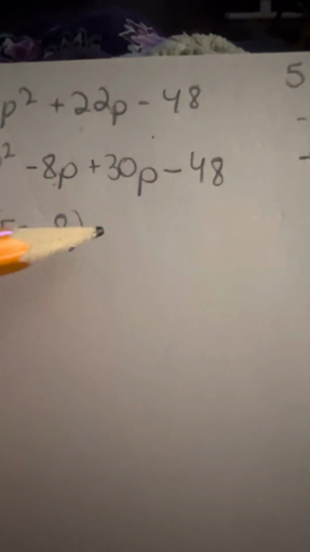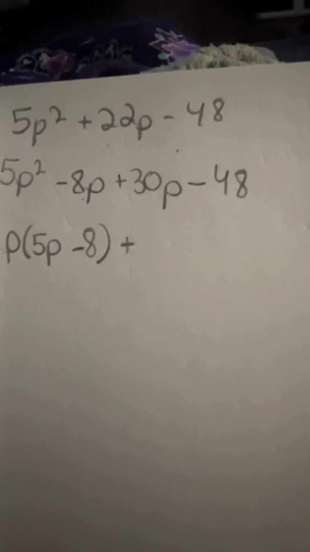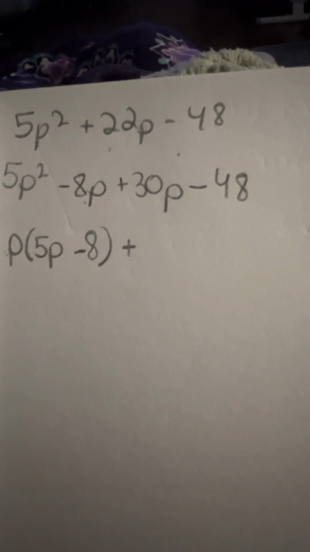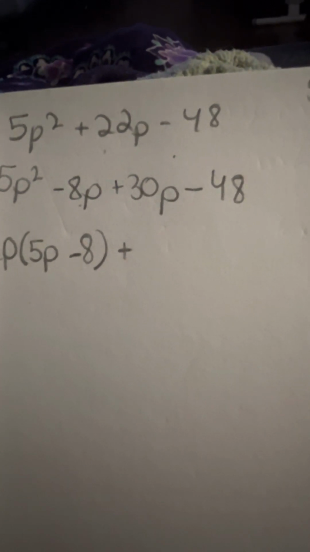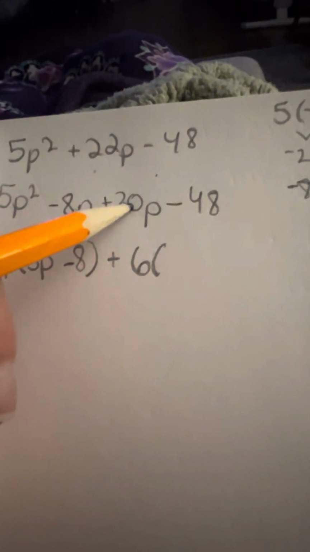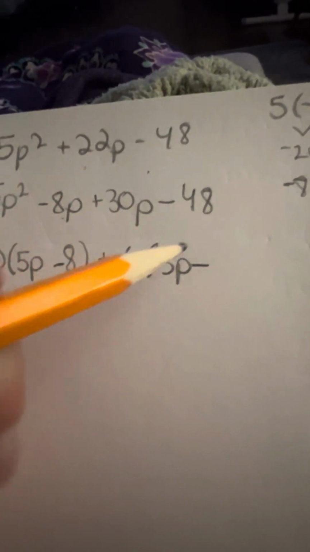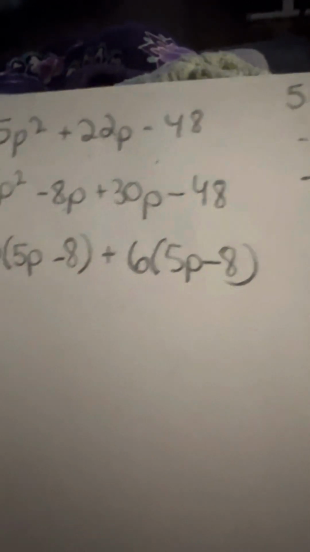Over here again, we're going to look at this. So we have plus, and then we're going to pull out what we can pull out. We're trying to think about anything that we could pull out. 6 is a common factor in both of them. 6 times what gives me 30p? That'd be 5p. And then 6 times what gives me a negative 48? That'd be a minus 8.